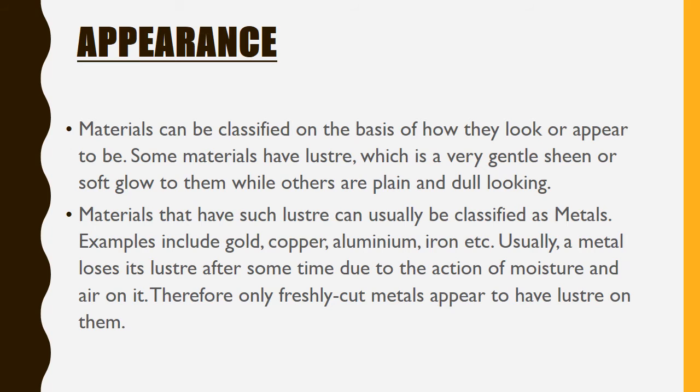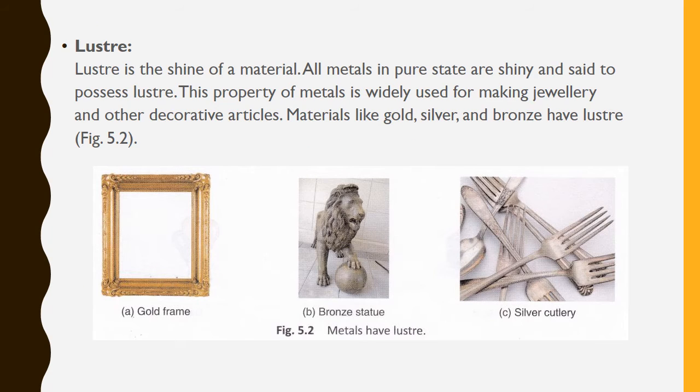Therefore only freshly cut metals appear to have luster. Luster is the shining property of a material. All metals in pure state are shiny, and are said to possess luster. Materials like gold, silver and bronze have the luster property. Only fresh cut metal will have that luster. So when we want to restore it, we give gold ornaments and silver ornaments for polishing.